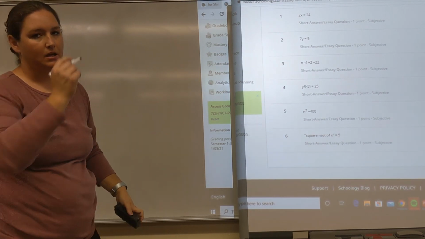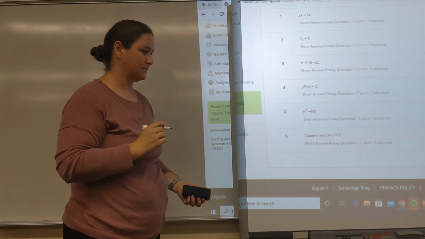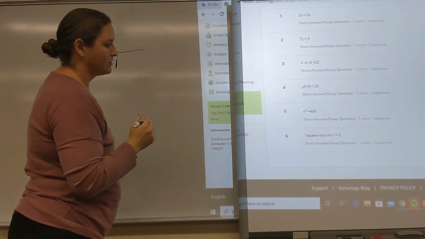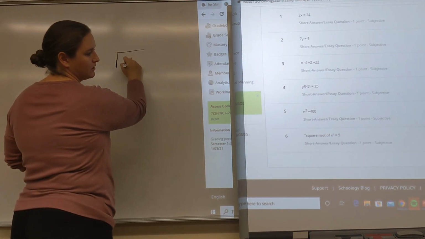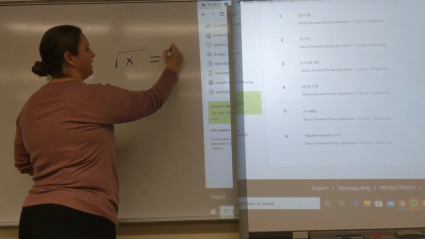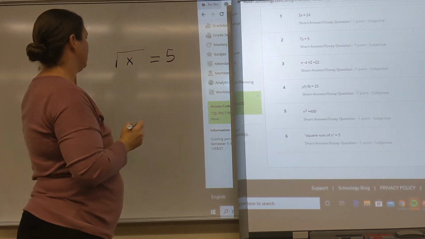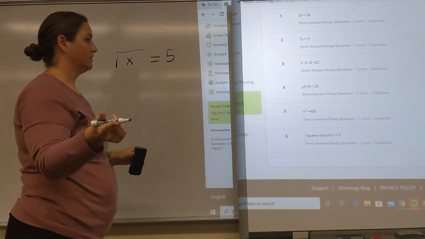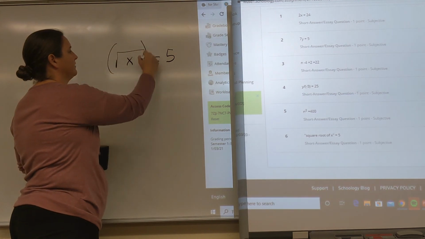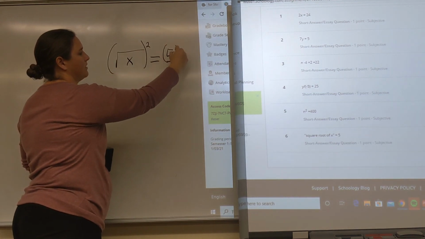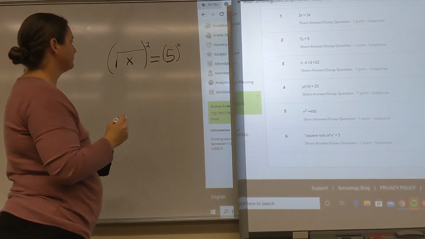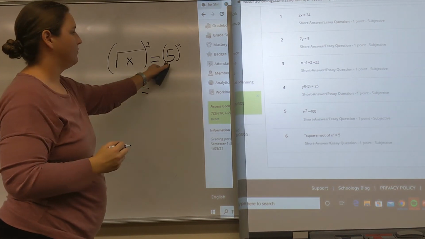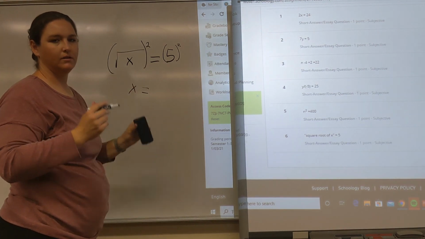Okay, so number 6, I don't have a little button that helps me put the square root sign in there. So, square root, that's our square root. Square root of x equals 5. What is the inverse of a square root? We have to square it, right? So we're going to square both sides. That leaves this side with our x.